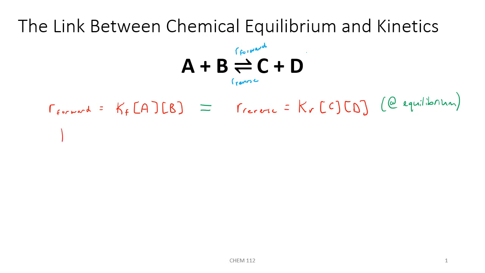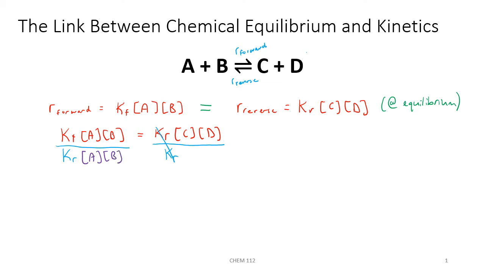So we could say K sub F times the concentration of A times the concentration of B is equal to K sub R times the concentration of C times the concentration of D. And if we move our concentrations over to the same side and move our rate constants over to the same side, let's take K sub R and divide both sides of the equation by that. It would cancel here. And then let's divide both sides of the equation by the concentration of A times B, moving that over to the right side, so that would cancel from here.